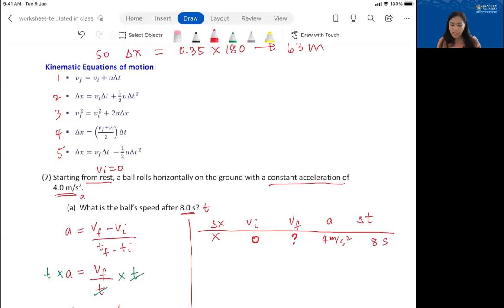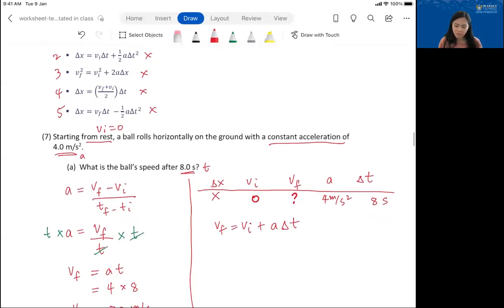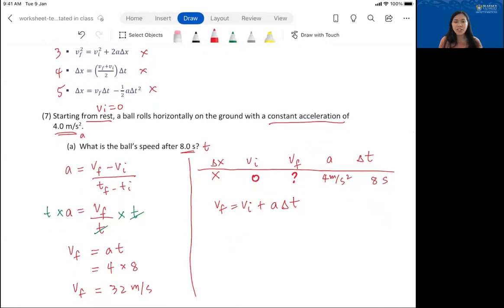Yeah, good. We don't know delta x. So anything that has delta x will be of no use. So you're right, the only equation is VF is equal to VI plus A delta T. You'll actually find that this is the definition for acceleration if you rearrange it. Acceleration equals VF minus VI over delta T. But then you can straightforwardly solve for VF.